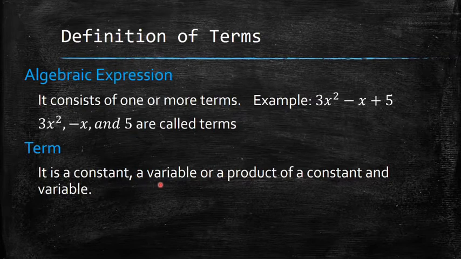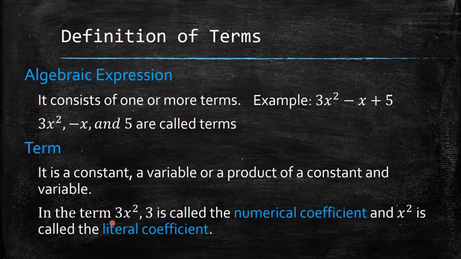It can be a variable, just like negative x. So it is a variable, x, negative x. Or a product of a constant and variable. For example, we have 3x squared. We have a constant here and the variable with the exponent, so it is a product of a constant and variable. Now, in the term 3x squared, 3 is called the numerical coefficient and x squared is called the literal coefficient.